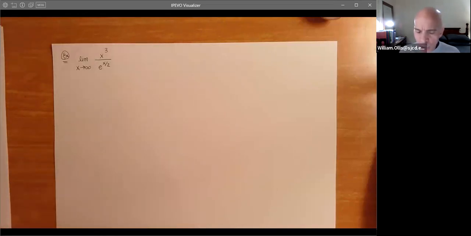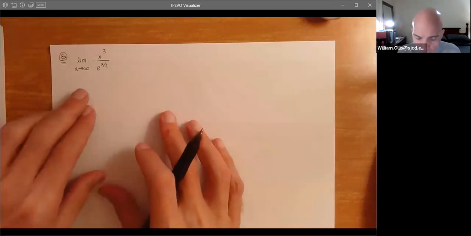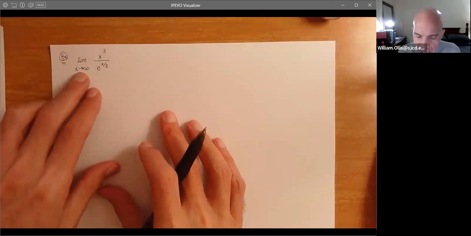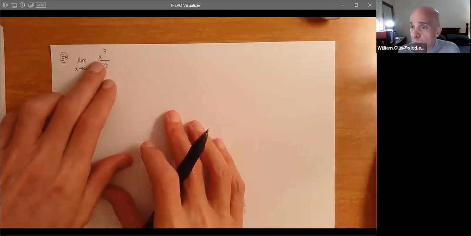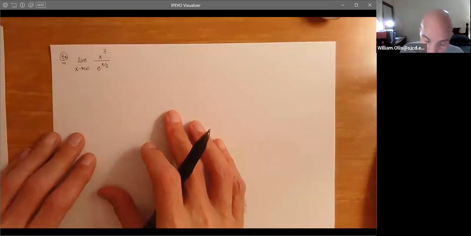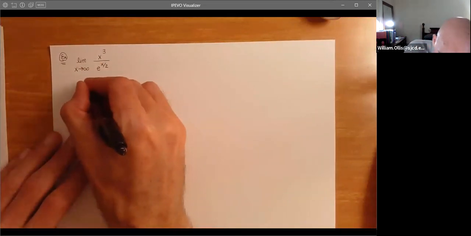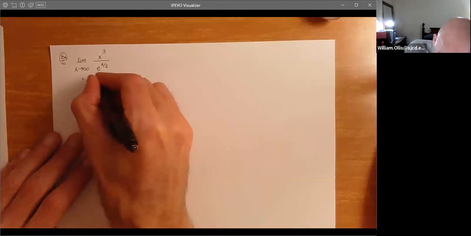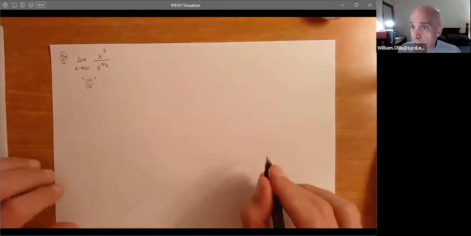And when you look at this, you're thinking, you know, the e to the x is really a powerful function. It grows very fast, very rapidly, and we would think much more rapidly than x cubed. So let's apply L'Hopital. As x becomes infinite, x cubed clearly becomes infinite, and e to the x over 2 becomes infinite. So this is just L'Hopital with the second form of indeterminacy.